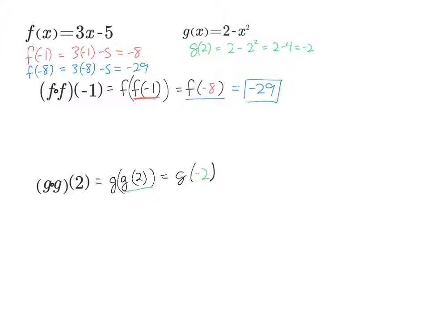Now I'm going to do this piece right here. g of negative 2 is the same thing as 2 minus negative 2 squared, which is 2 minus 4, which ends up being negative 2 again. So this ends up being negative 2.